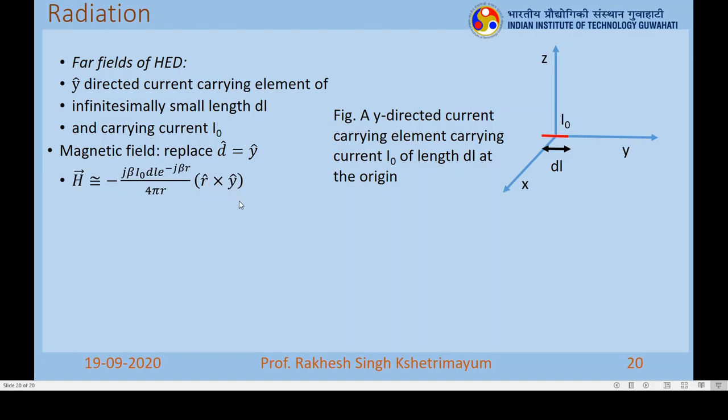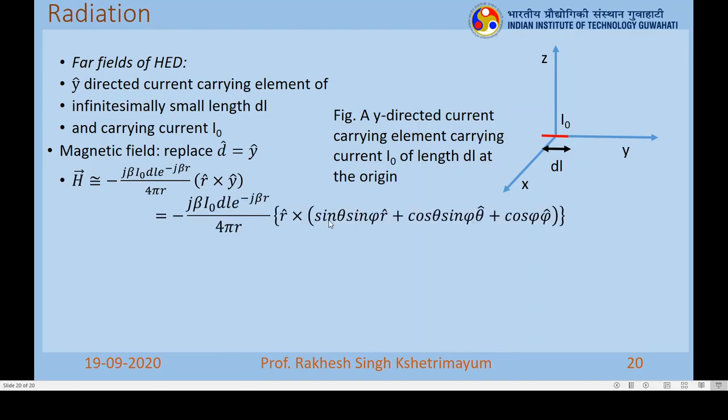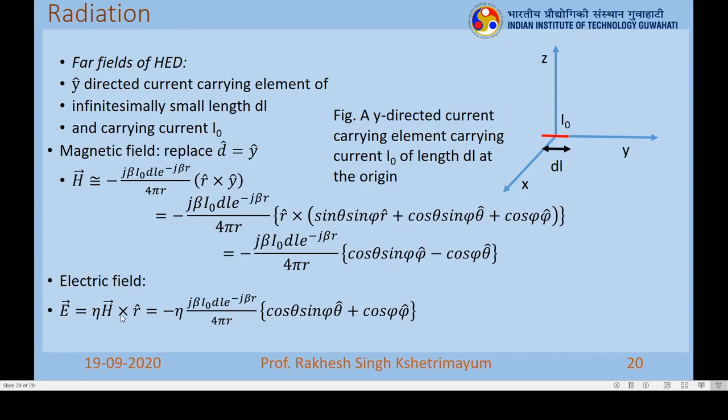Now I want to do the analysis in the spherical coordinate system, so I need to convert this y hat to spherical unit vectors. I can simply do that. We have done the derivation for that. So now this is y hat in the spherical coordinate system. When I do the cross product with the radial unit vector, what I'm getting is that the magnetic field has phi and theta components. We can get the electric field simply by multiplying with eta and doing the cross product of the magnetic field with the radial unit vector, and we can also observe that the electric field also has theta and phi components for the horizontal electric dipole.